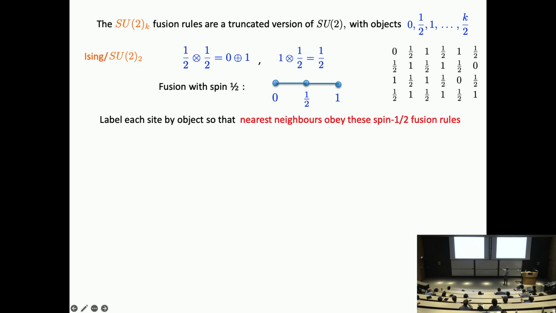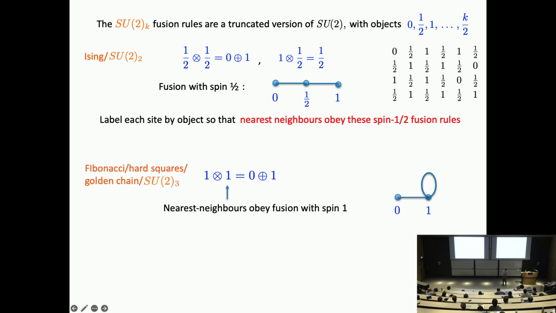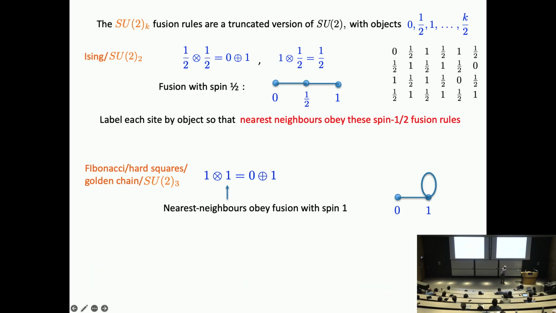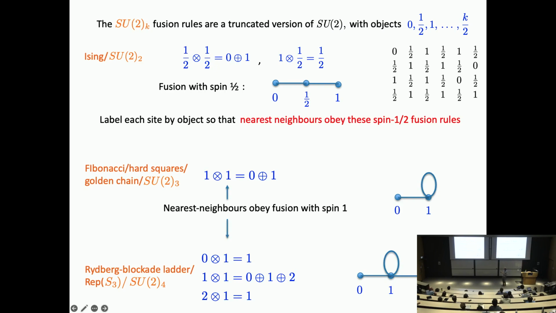So for this picture I drew for a square lattice, you'll see, of course, you get 1 halves on every other site. And that's why in Ising I get 1 on every other site. And so then I can do other examples. A famous one, which goes under a bunch of names, is the next case, which is 1 tensor 1 gives me 0 plus 1. Again, I truncate. There's no spin 2. And so the picture looks like that. And then I can go up one more, SU2 level 4, which also has another name called rep S3.